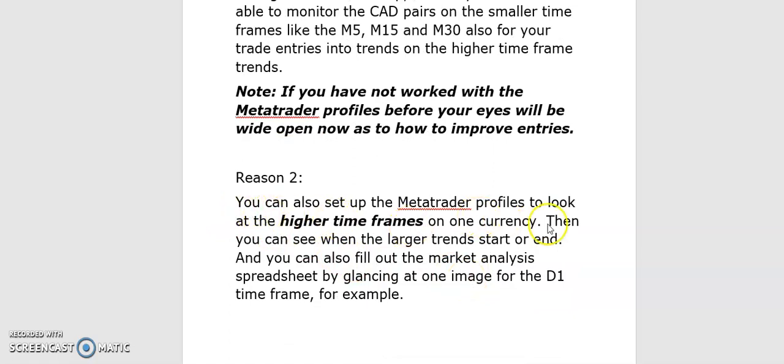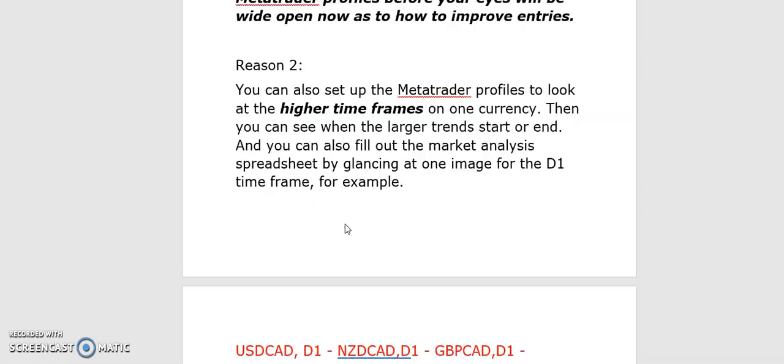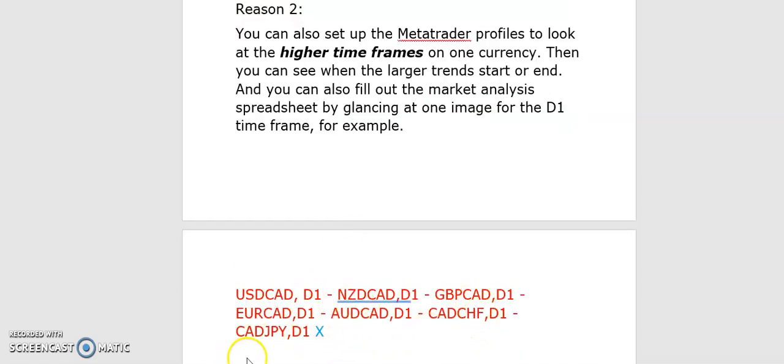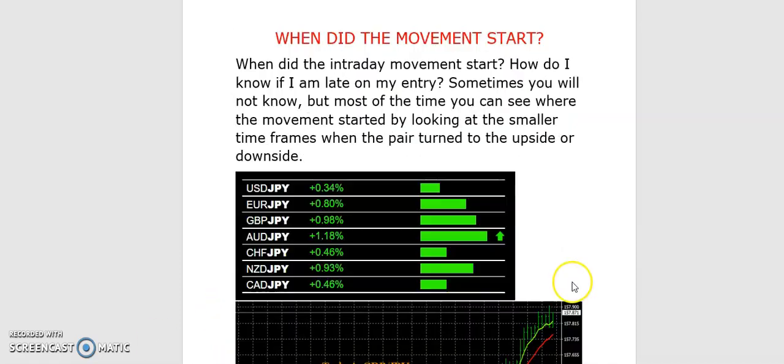You can also set up the Metatrader profiles to look at the higher time frames, like the H4 and D1 time frames. So let's say you set up the D1 time frames on the euro pairs. With one click of a button, you can see them all, that they're pointing straight down on the euro pairs. You know the euro is weak, and you can fill out the Forex market analysis spreadsheet, another one of our tools, very fast. So you'd want to have it set up this way on Metatrader profiles.